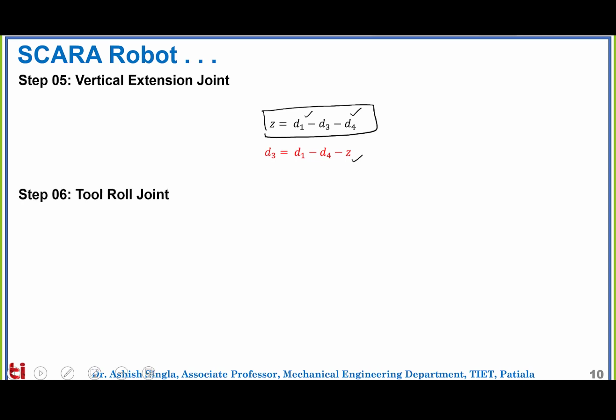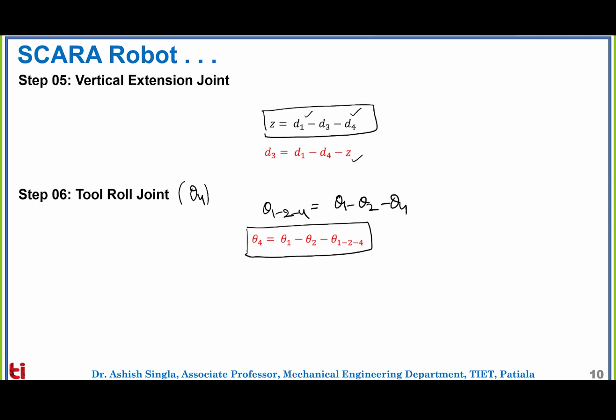And finally we have the tool roll joint, which is theta 4. Theta 4 can be calculated from here, because we know theta 1 minus 2 minus 4 is equal to theta 1 minus theta 2 minus theta 4, and this is known to us. So theta 4 can be written by taking the entries to the respective sides: theta 1 minus theta 2 minus theta of 1 minus 2 minus 4. This will give you the final theta. So that completes all the set of 4 variables: theta 1, theta 2, d3 and theta 4 are known to us.